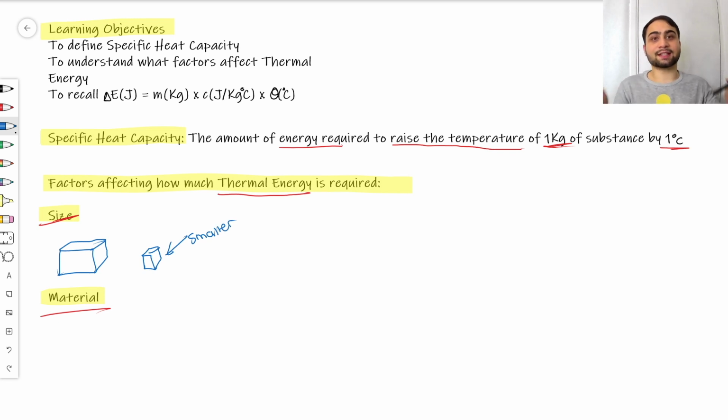That's really because it's a smaller mass, and so it will take overall less energy to actually penetrate the entire cube itself and raise the temperature of the cube. Whereas the larger cube has more mass, it can absorb more heat before it actually starts to raise the temperature. Okay, first thing affecting how much thermal energy is required to raise the temperature of a substance by 1 degree Celsius is their size. Now, our second one is material, and this really boils down to the specific heat capacity of the material.